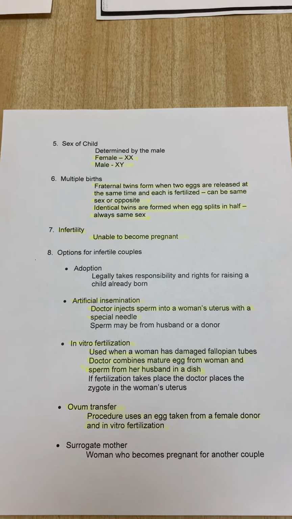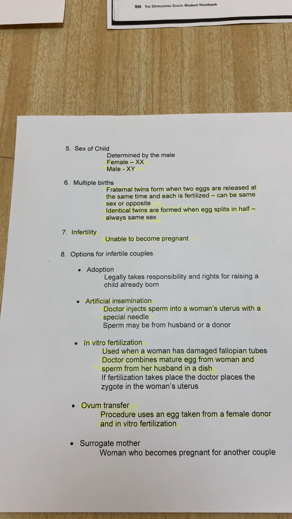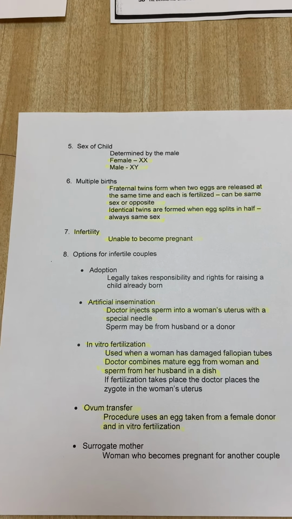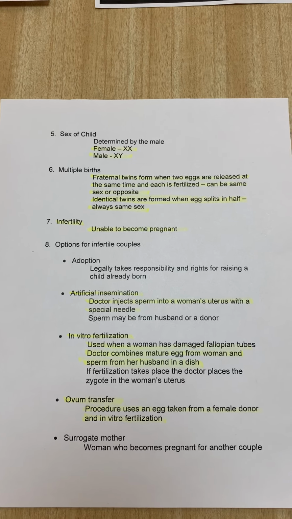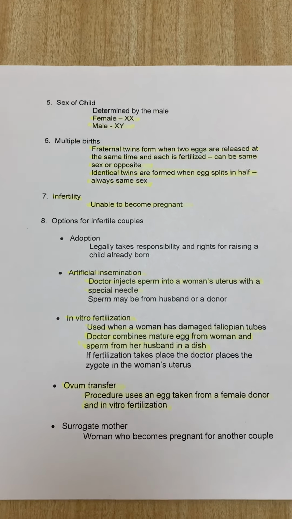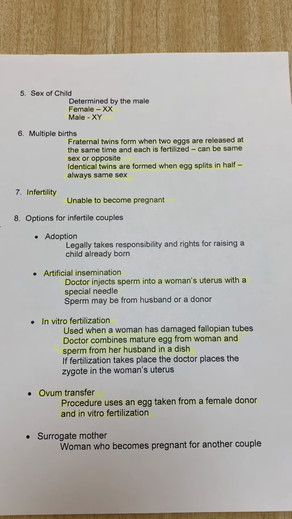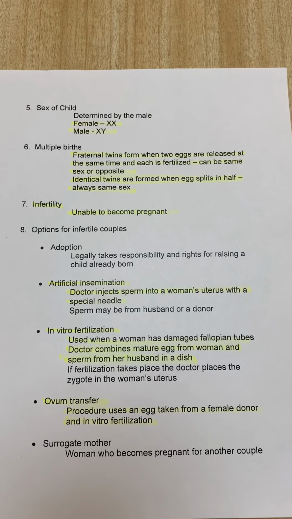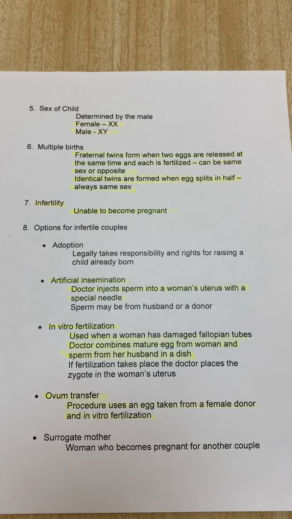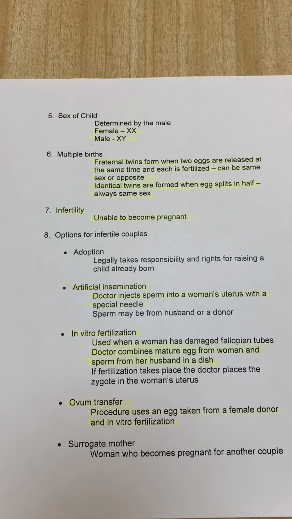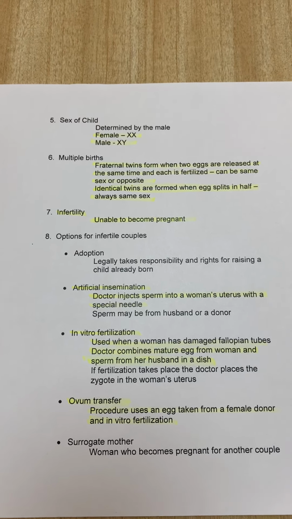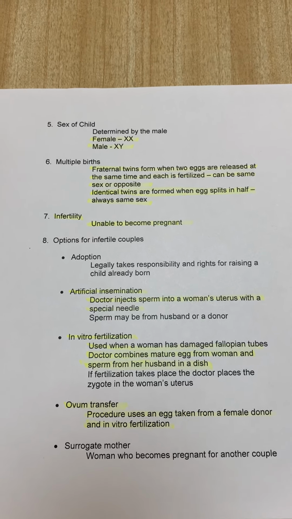You need to know the difference between fraternal and identical twins. Fraternal twins are when 2 eggs are released and fertilized, so they can be the same sex or opposite sex. Identical twins have to be the same sex because they're one egg that splits in half. Definition of infertility is the inability to become pregnant.